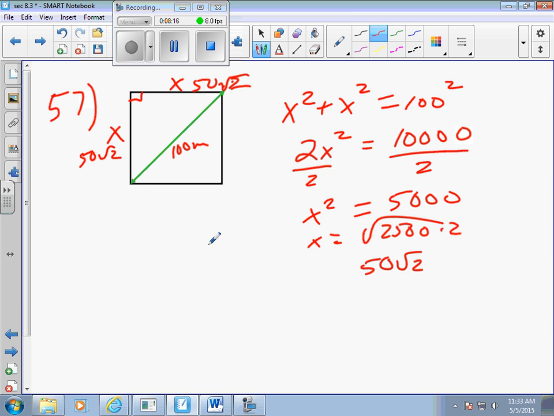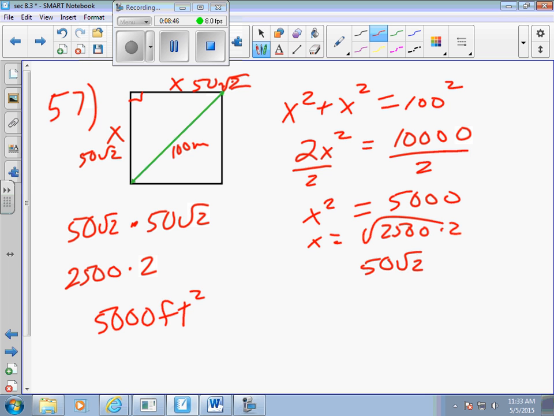The second part says what is the area of the pen? Well, to find the area of the pen, all we have to do is take 50 square roots of 2 times 50 square roots of 2, because length times width of a square is the area. So if I multiply this out, I get 2,500 times square root of 2 times square root of 2, which is just 2, which gives me 5,000 square meters, because this is in meters, the area would be in square meters. There's your two problems. Good luck.